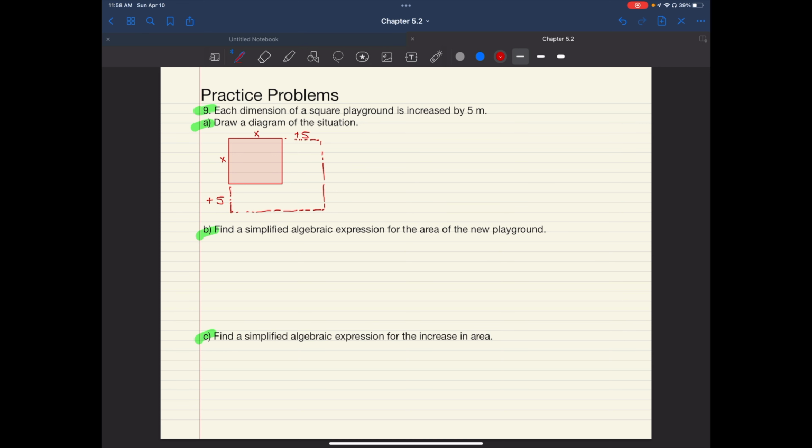Find a simplified algebraic expression for the area of the new playground. Well, we know area equals length times width, which is now x plus 5 times x plus 5, x plus 5 squared. And we know with our rules, equals x squared plus 10x plus 25. But this one here is the most simplified.